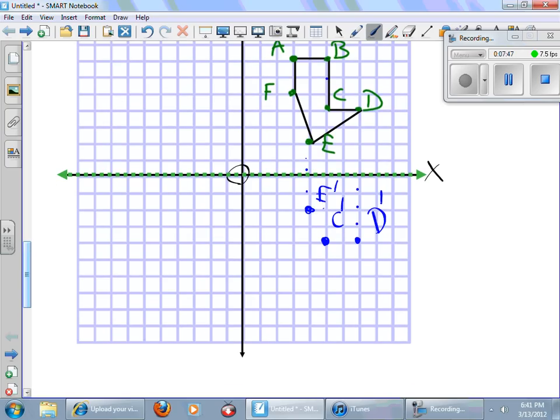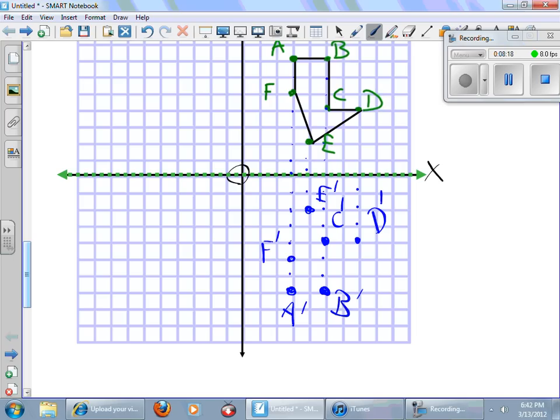B is 1, 2, 3, 4, 5, 6, 7 from the mirror. There's B prime. All right. A is also 7 from the mirror. It's 2 over 1, 2, 3, 4, 5, 6, 7. There's A prime. Okay. And then F is 5 from the mirror. 1, 2, 3, 4, 5. And so there's F prime.